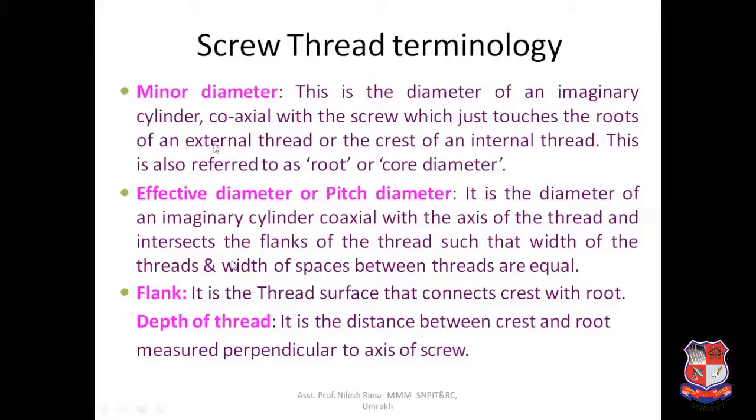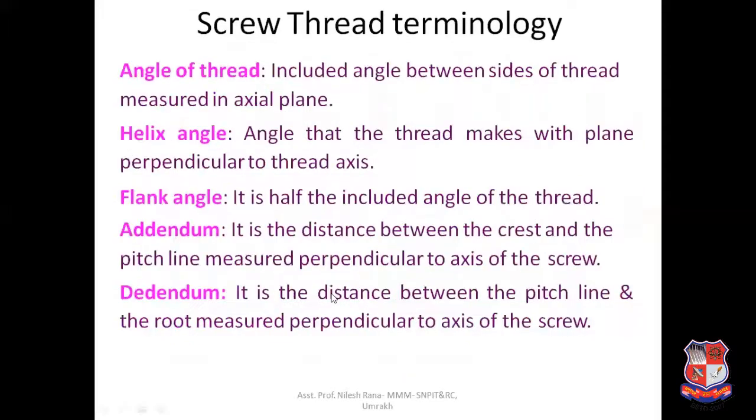So all this terminology we have seen in the figure. The next terminology is angle of thread. This is the angle included between the sides of the thread measured in axial plane. That is called the angle of thread. Next is helix angle. The angle that the thread makes with a plane perpendicular to the thread axis is called the helix angle of that thread. Flank angle. It is half the included angle of the thread.